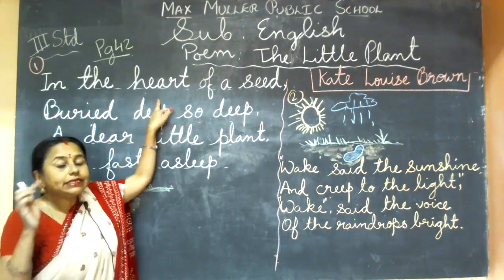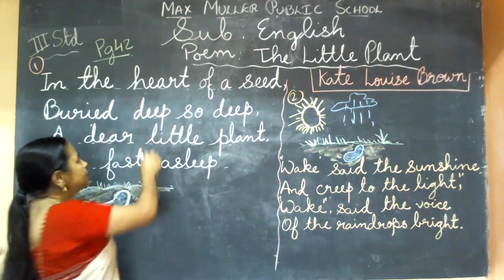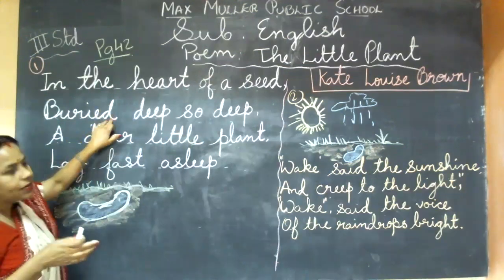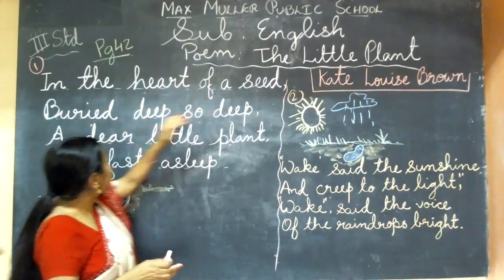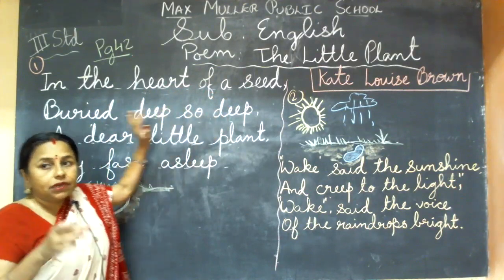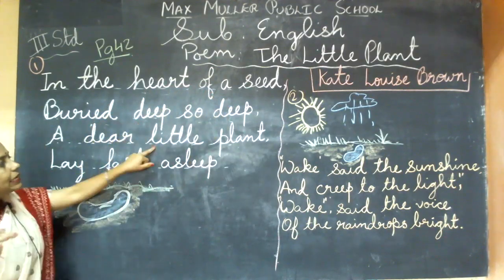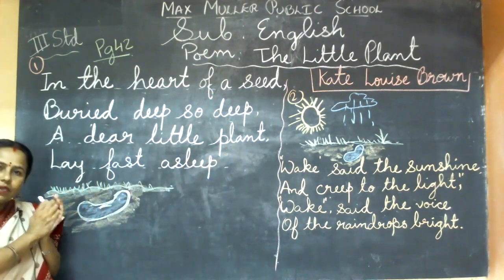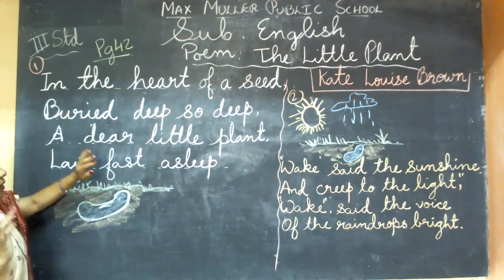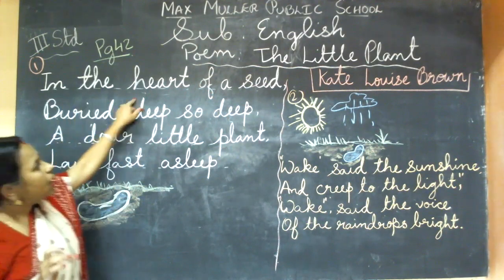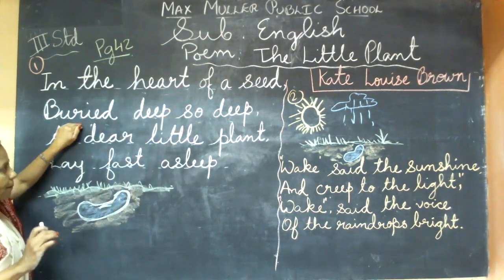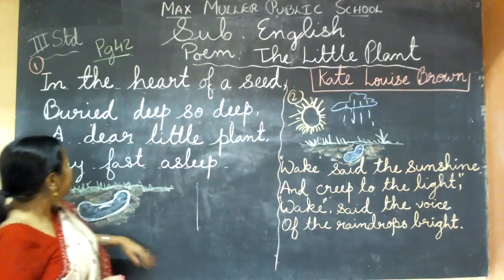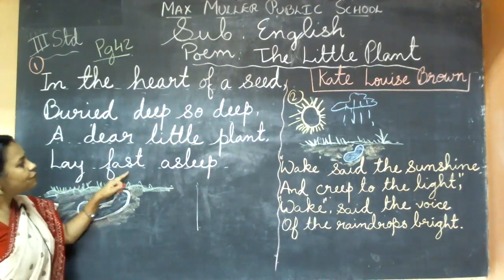So in the heart, heart means deep inside the seed. Buried means inside. Inside the heart of a seed, buried, deep, so deep. Inside the seed, a dear little plant is already there. What we say, like a small baby, it is sleeping inside the seed. So first paragraph is about the seed only. In the heart of a seed, buried, deep, so deep, a dear little plant lay fast asleep.